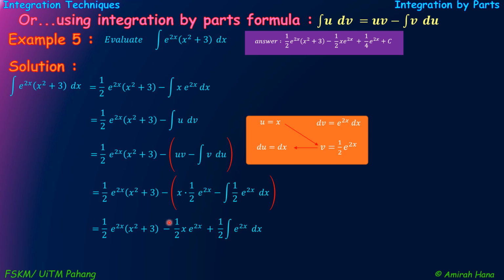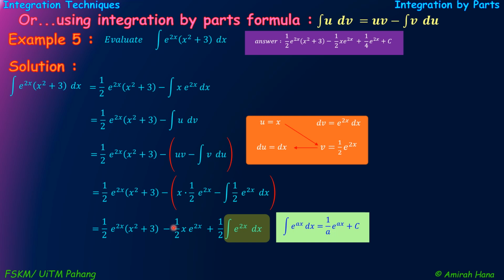We simplify and multiply the negative sign with the bracket here. So we have half minus, and then half x e to x, minus times minus sign equals positive sign. At the same time, we can move the constant out from the integration sign. So we have half integration of e to x dx. From here, we have an integration sign, so we need to integrate. But for this term and this term, there is no integration sign, so no need to integrate.